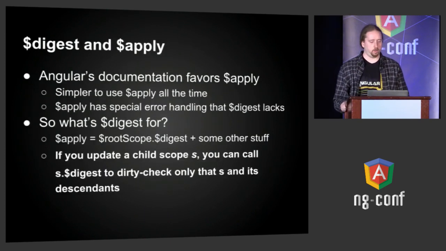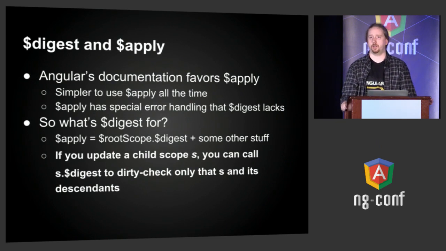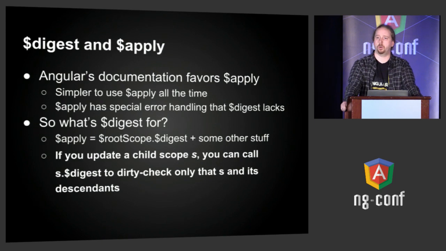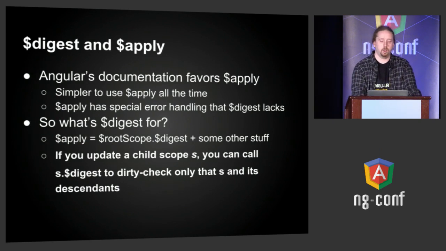All right, so digest and apply. When you do apply, basically what that does is call $rootScope.$digest. So like I just said, when you call digest, that scope and all of its descendants are dirty checked. When you're writing a directive, odds are you're going to have your own local scope. So if you're doing something internal to that directive that doesn't really affect the outside world, you should use digest rather than apply, because you'll be dirty checking far less of the overall app scope.